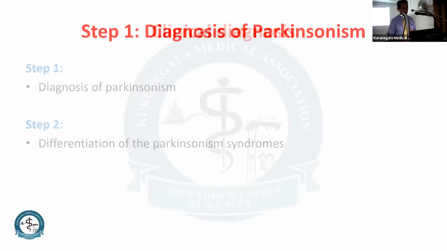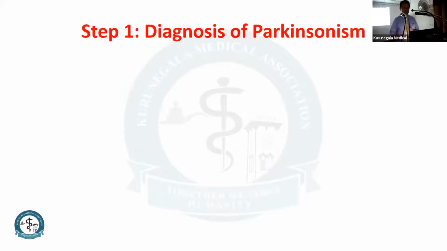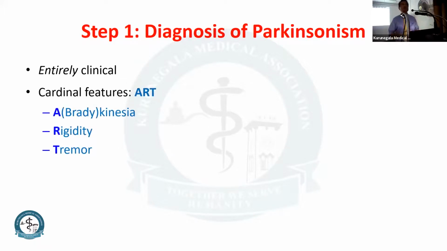Let's go through them. Step number 1, diagnosis of Parkinsonism. Are there any investigations for that? Unfortunately, no. It is entirely clinical. So we diagnose Parkinsonism using our clinical skills. There are three cardinal features for which we can use a mnemonic called ART. It's an art to diagnose Parkinsonism.